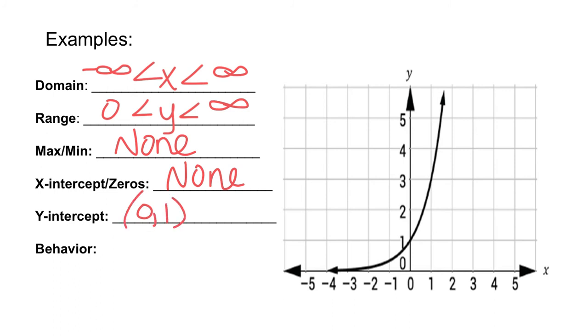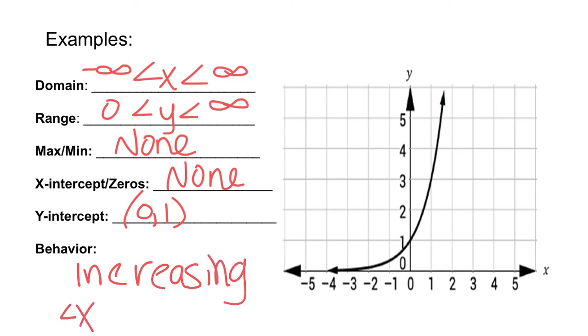And then exponential functions will only have one behavior. They'll either be increasing or they'll be decreasing. There's no multiple behaviors to an exponential. So this one in particular is increasing the whole time, because if we start on the left, we would be going up always. So it is increasing. And since it's always increasing, it's increasing where x is from negative infinity to infinity.